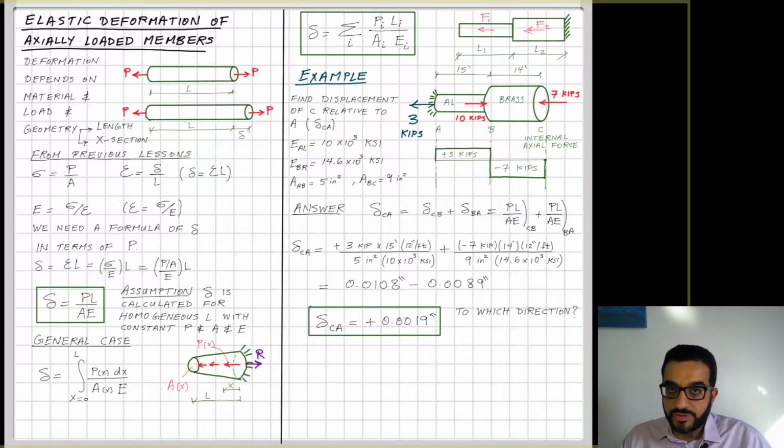Now, just to confirm your understanding of deformation, which direction is this displacement happening? Is it to the right or is it to the left? We'll leave you a moment here to try to visualize.